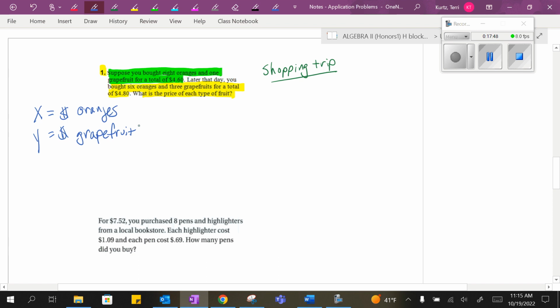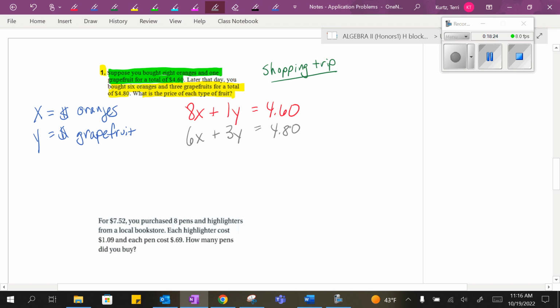These actually turn out to be some of the more simple ones. So you bought 8 oranges and 1 grapefruit for $4.60. We're just going to make one equation out of that sentence and say 8 oranges, 8x, plus 1 grapefruit, 1y, equals $4.60. Second trip, 6 oranges and 3 grapefruits cost $4.80. So 6x plus 3y equals $4.80.